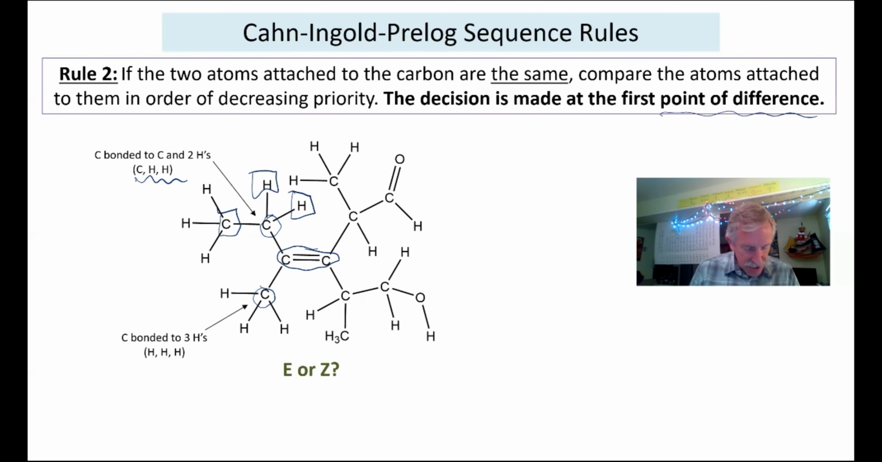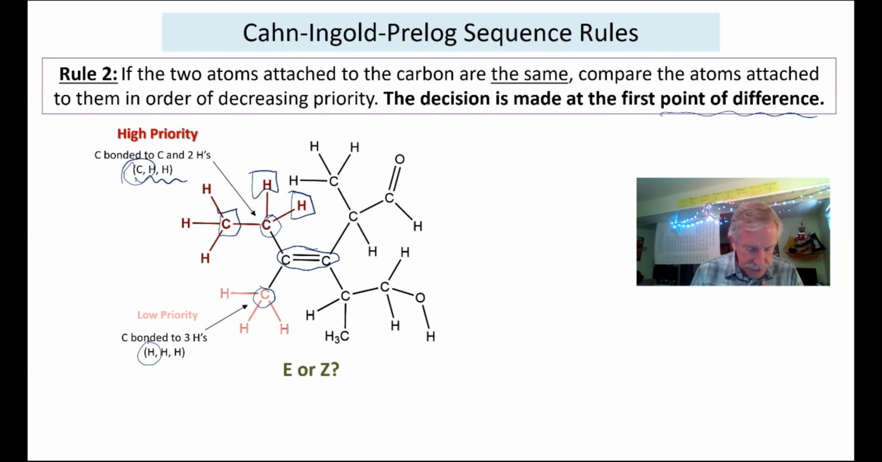So here, first point of difference, I always try to draw the heaviest atomic number atom first, C, H, H, because then I can look over here and go, yep, carbon is now a bigger atomic number than the hydrogen, which is the biggest one on the bottom, and therefore this group on the top has a higher priority than the group on the bottom, just because it's got a carbon at the next point of difference versus a hydrogen.